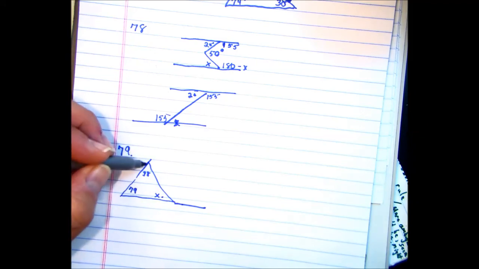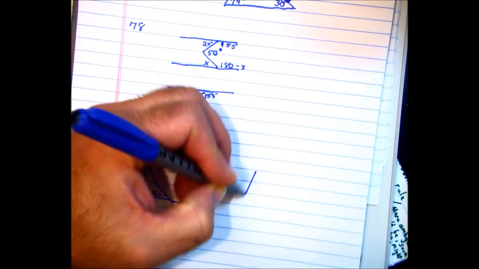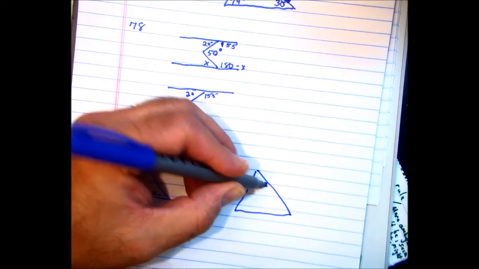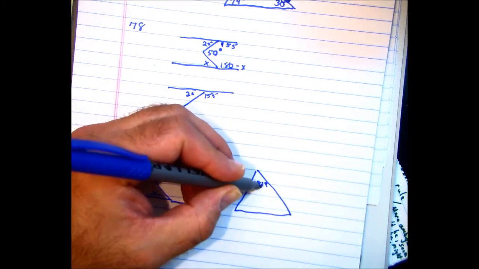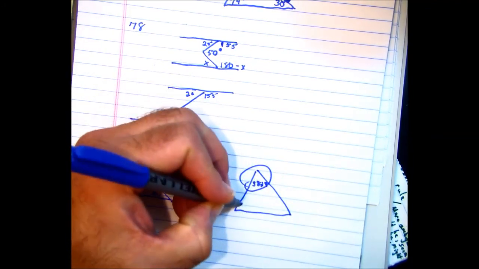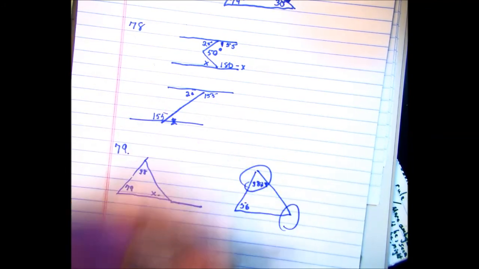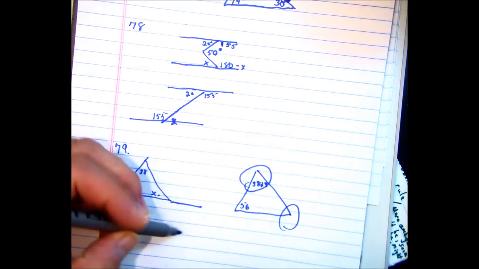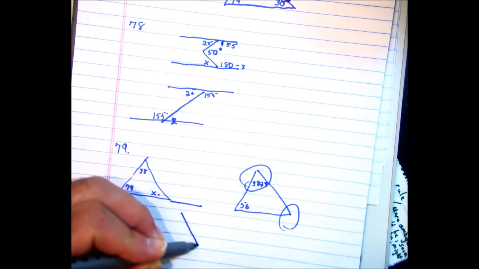Or up at the top, you have the big triangle, which has 38 and 19 next to each other. And when numbers are next to each other, you add them. So you would have this angle measurement, and you'd have 56. So you could find y. And then once you find y, you can find the smaller triangle.